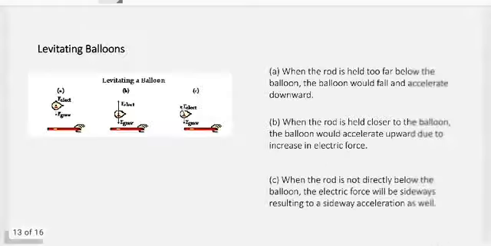The balloon would fall and accelerate downward because the net force will be downwards dahil malaki yung gravitational over the electric force. On the second one, there's a shorter distance between the balloon and the rod. Now, the electric force is greater than the gravitational force. So there's an unbalanced force that will cause an acceleration, which will be upwards. The balloon will move, or will hover, will levitate upwards.